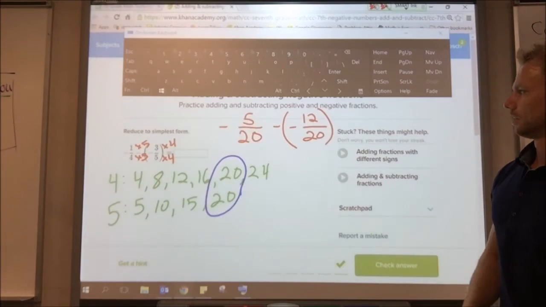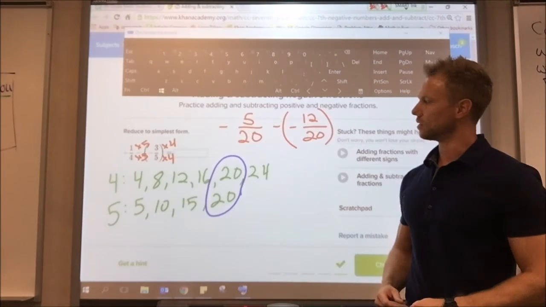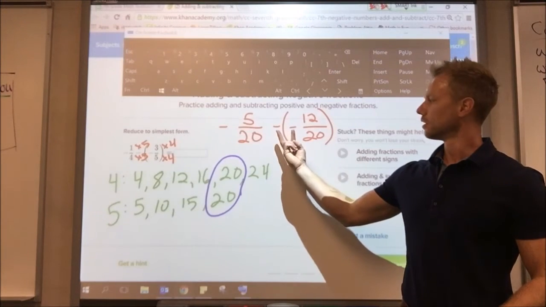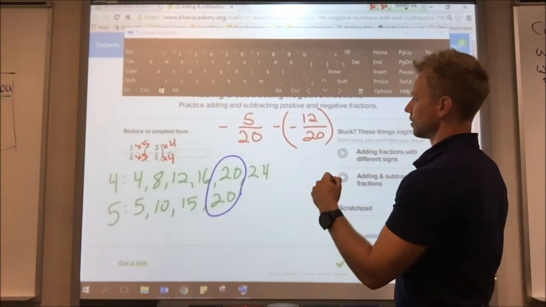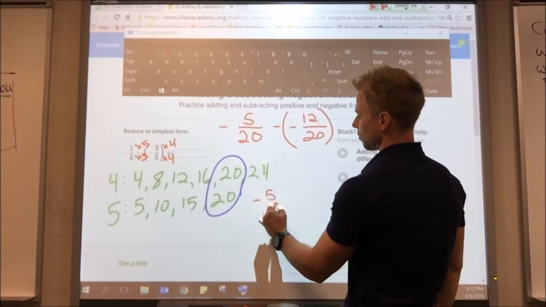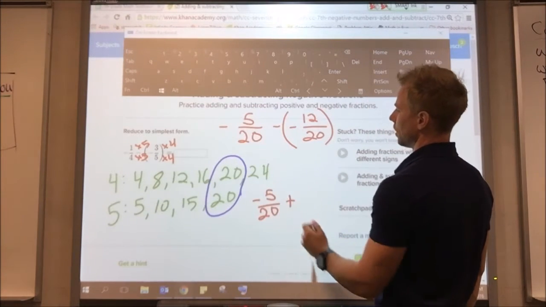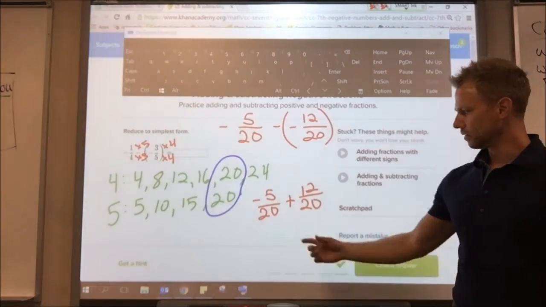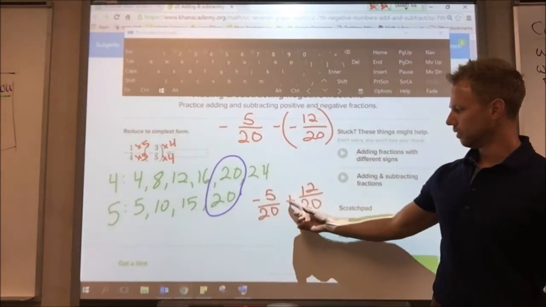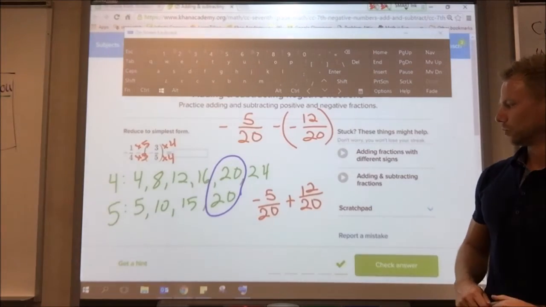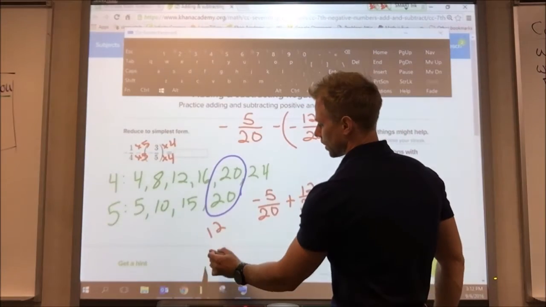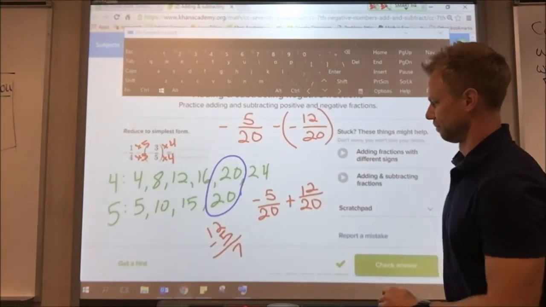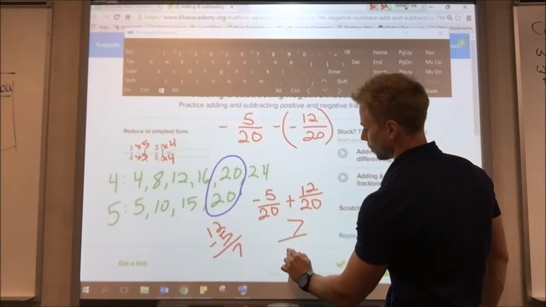Okay? Now I can apply my rules and simplify these. So first I see 2 signs right next to each other. They are like, so that becomes a positive. So it becomes -5/20 plus 12 over 20. Now I can see I have a negative and a positive. Those are unlike, so I would subtract. So on the side I'll do 12 minus 5, which is 7. I get 7 over 20.